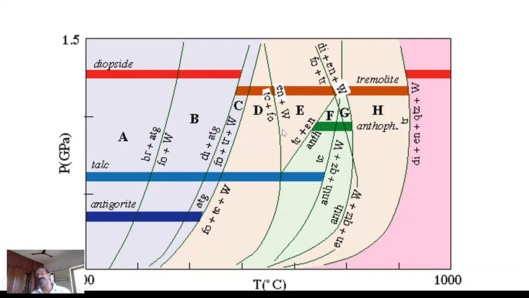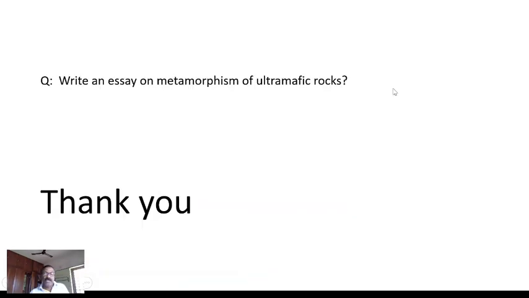Similarly, as the grade increases, different reactions take place. So here you have to write that antigorite is stable at relatively low temperature and pressure, that is at greenschist facies, whereas talc has a reasonably good stability field at medium pressure up to a temperature of 750 degrees Celsius. Diopside is normally represented at high pressure, and it is represented both in the low grade as well as in the high grade. In between, you get tremolite as a stable phase. So this is all about the meta-ultramafic rocks.